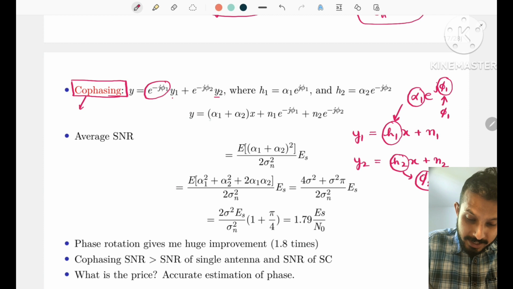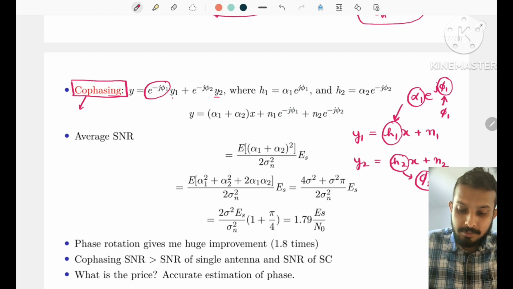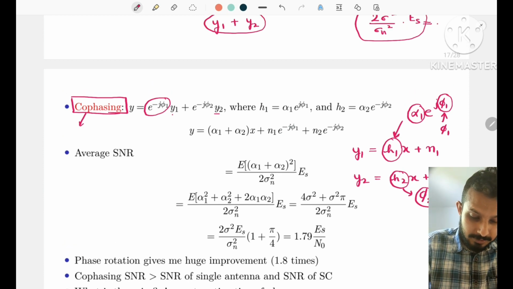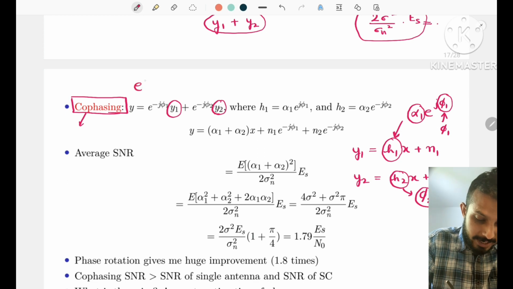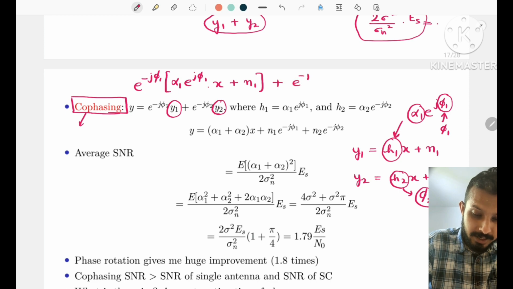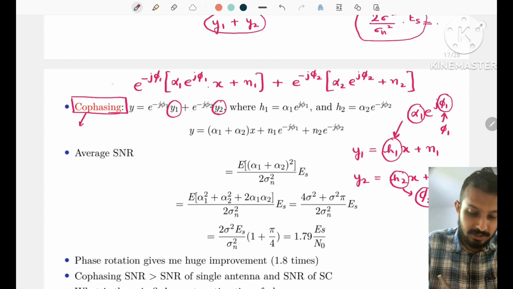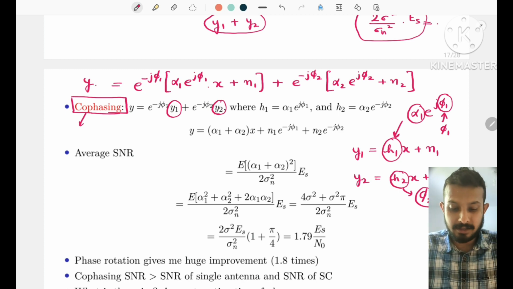So then we have y is equal to alpha 1 plus alpha 2 times x plus n1 exponential of minus j phi 1 plus n2 exponential of minus j phi 2. How we have written this is simply to substitute these values of y1 and y2 here. So you will get e raised to power minus j phi 1 multiplied by h1. What is h1? Alpha 1 e raised to power j phi 1 times x plus n1, and then we have e minus j phi 2 times alpha 2 e raised to power j phi 2 plus n2. So this is y, the received signal at the receiver.